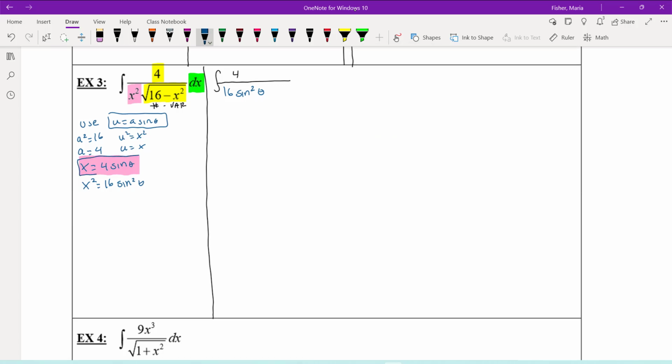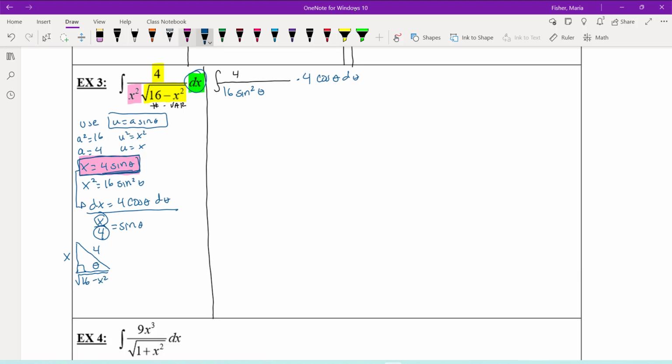If I go back to this and take the derivative, what is the derivative of x? dx. What is the derivative of 4 sine theta? 4 cosine theta d theta. Here I write 4 cosine theta d theta because my dx is 4 cosine theta d theta. Now let's make that triangle. If x is equal to 4 sine theta, solving for sine, x over 4 is equal to the sine of theta. If this is theta, the opposite side is x, the hypotenuse is 4, and the Pythagorean identity tells me that the missing side is the square root of 16 minus x squared.